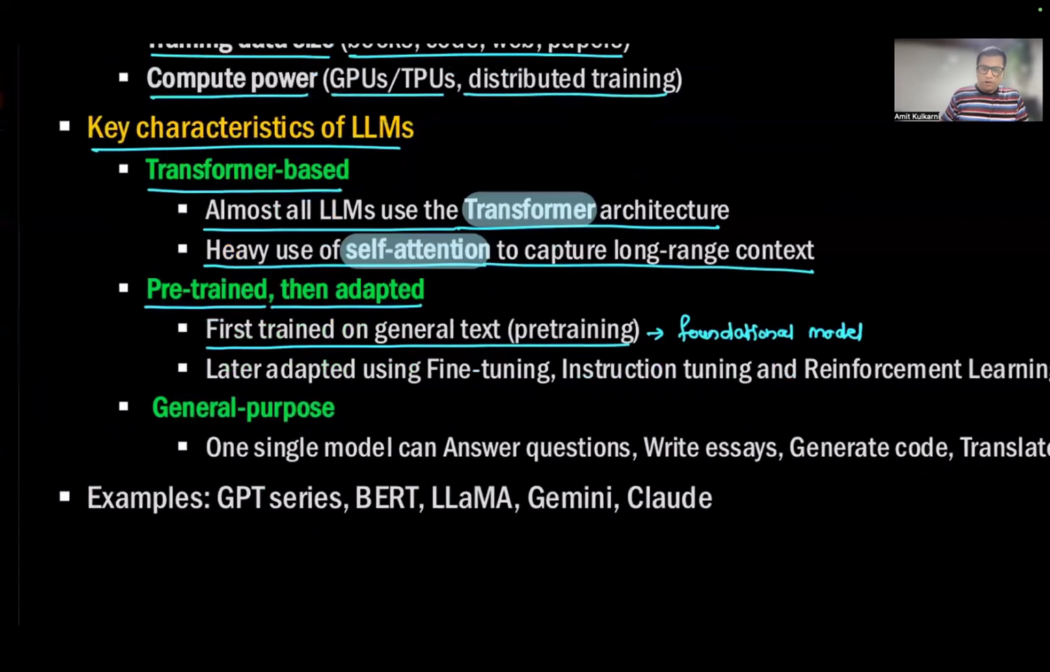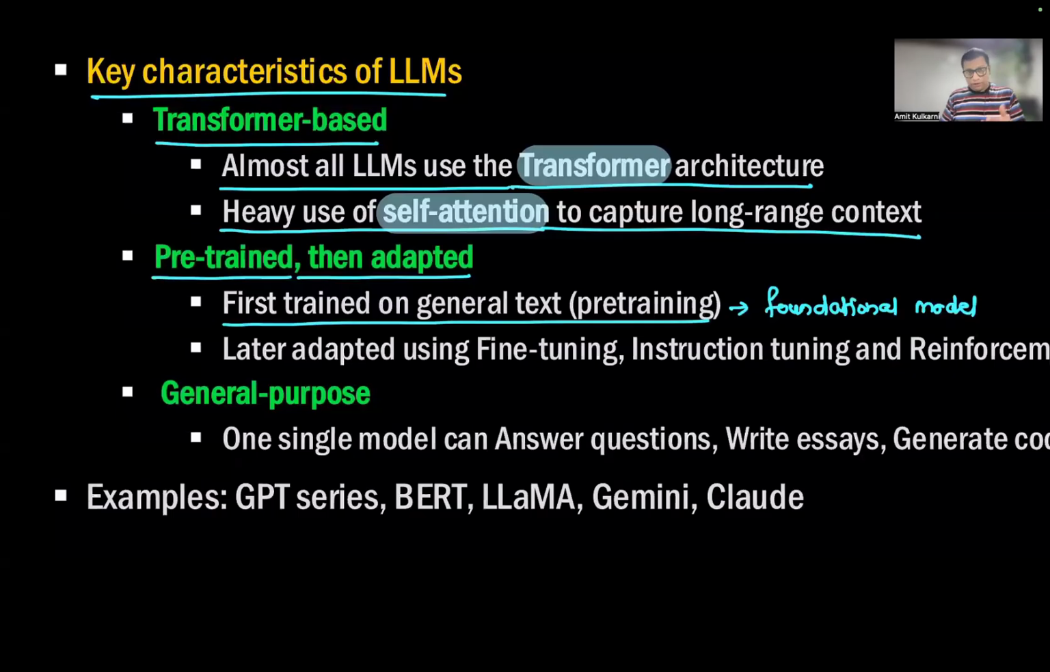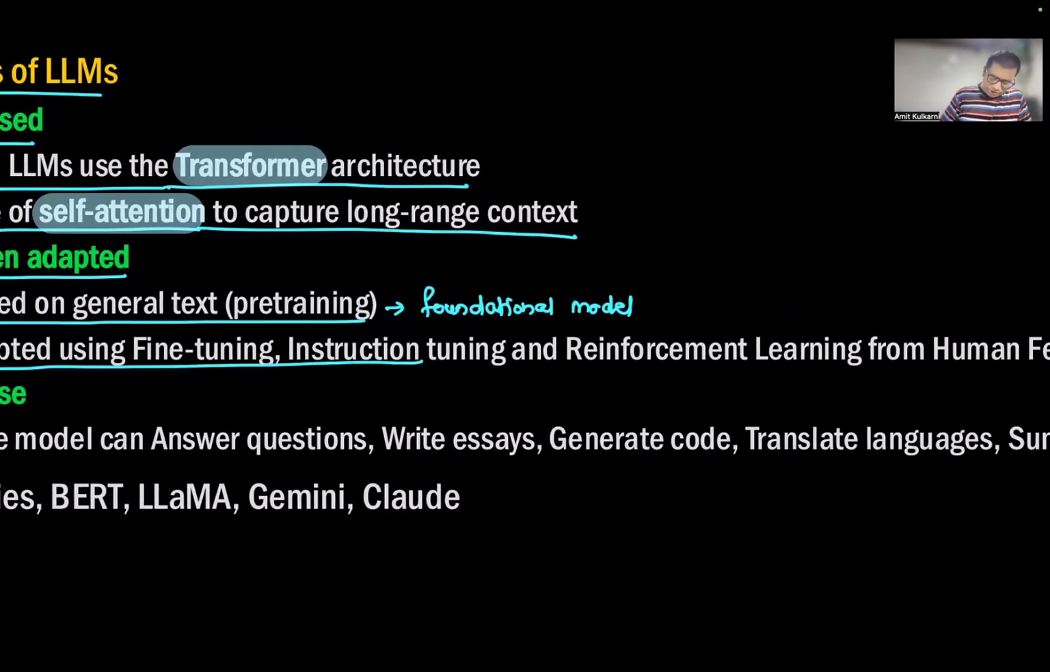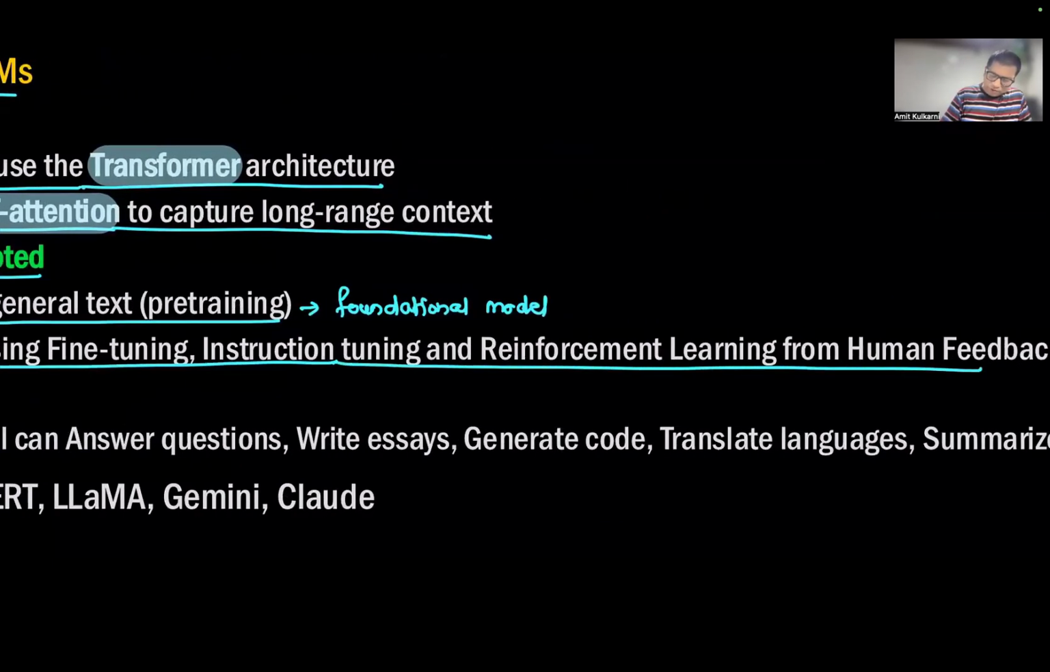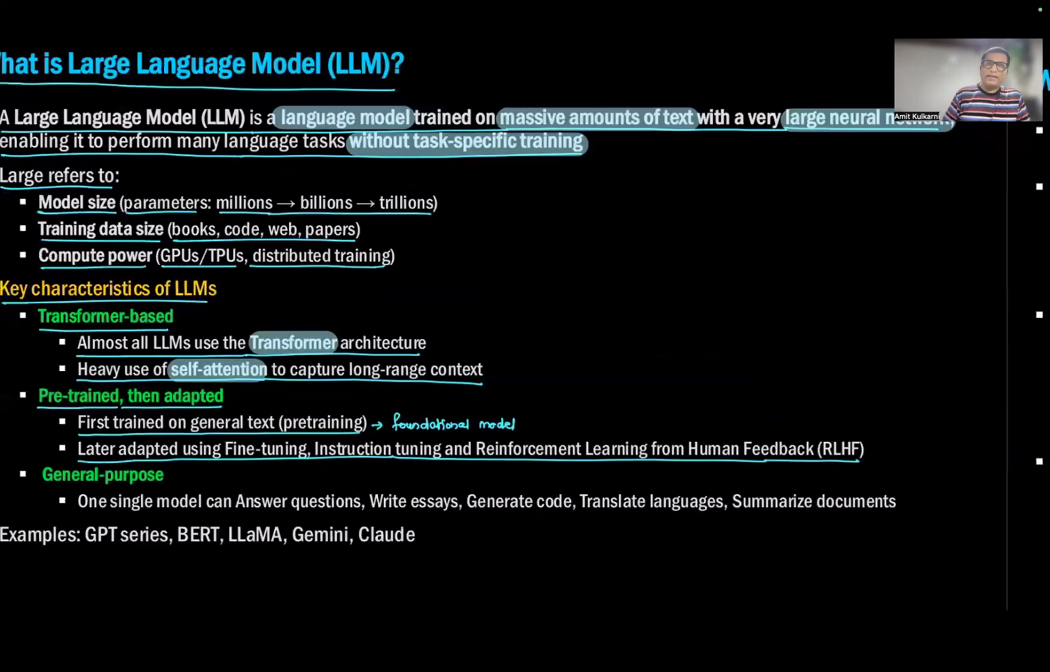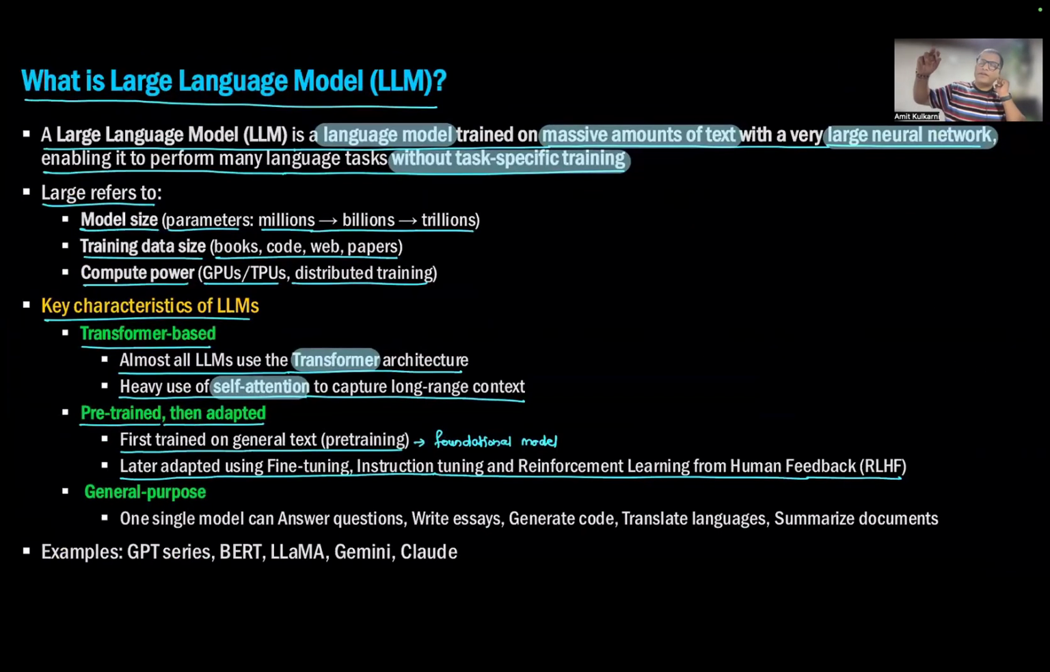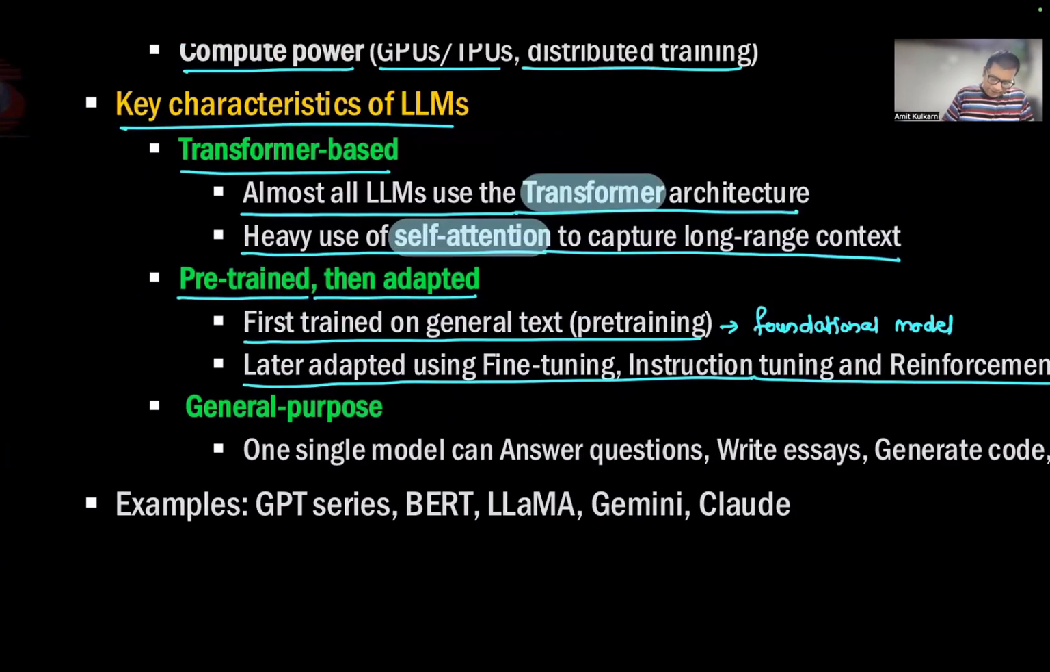This foundational model is what we use further to train or to go for instructions. This is called the instruction model. It is later adapted using fine-tuning or instruction tuning and reinforcement learning from human feedback, which is called RLHF. More on that next week, I believe. I think next to next week, or maybe the last week. RLHF, reinforcement learning with human feedback, is the most important thing to fine-tune our model. More on that later. And finally, they are used for general purpose. I mean, they can solve many different problems out there.